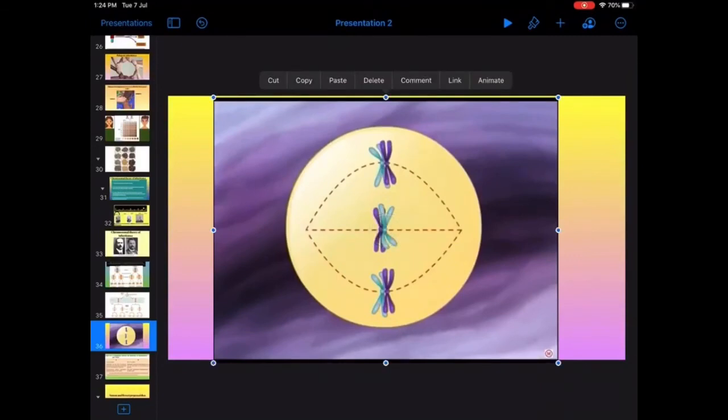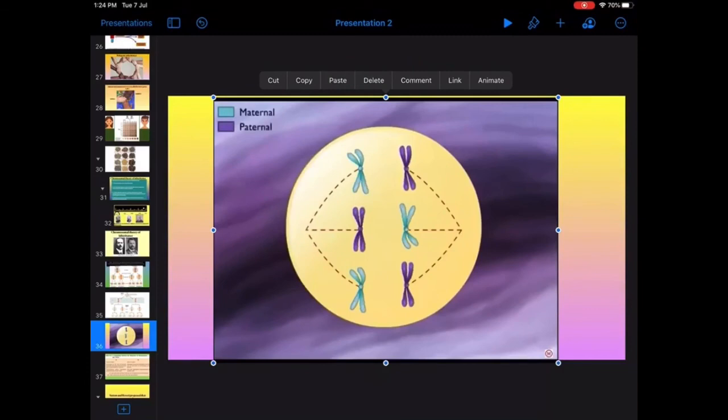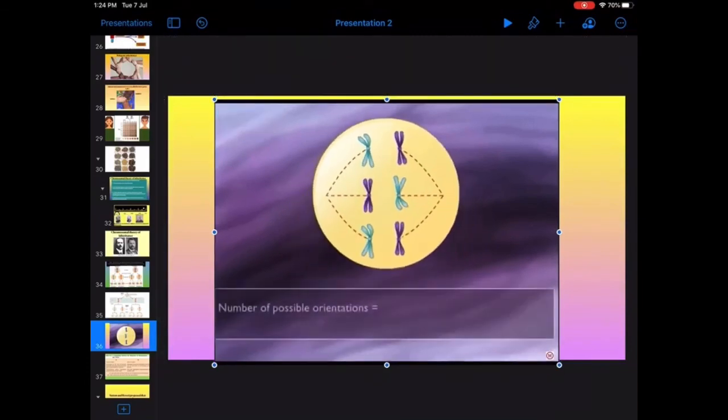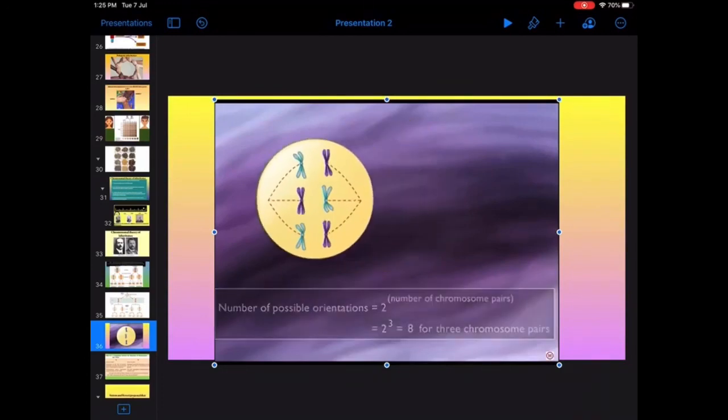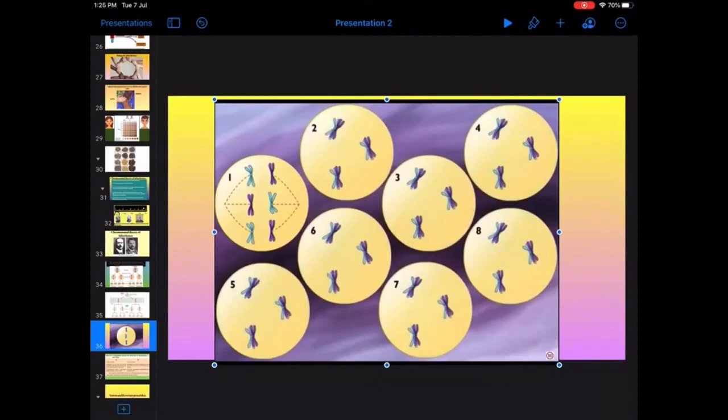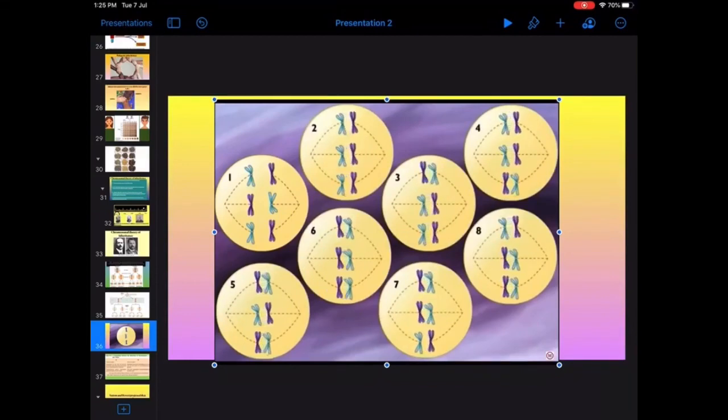The orientation of each pair on the spindle axis is random. Either the maternal or paternal homologue may orient toward a given pole. The number of possible chromosome orientations equals 2 raised to the power of the number of chromosome pairs. In this hypothetical cell with 3 chromosome pairs, 8, or 2 to the 3rd, possible orientations exist. Each orientation produces gametes with different combinations of parental chromosomes.